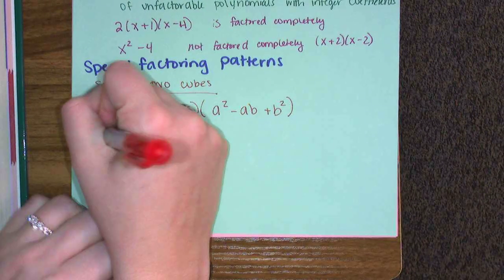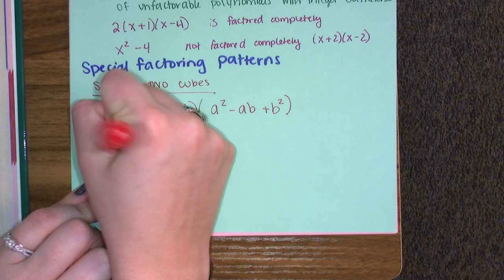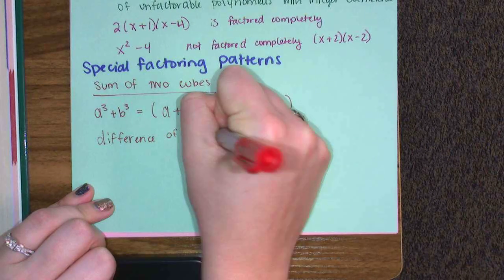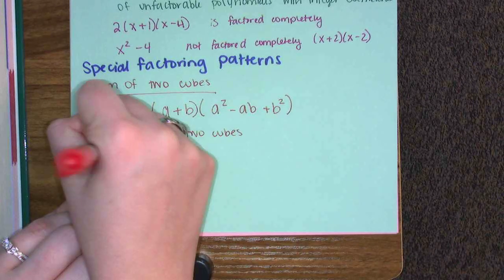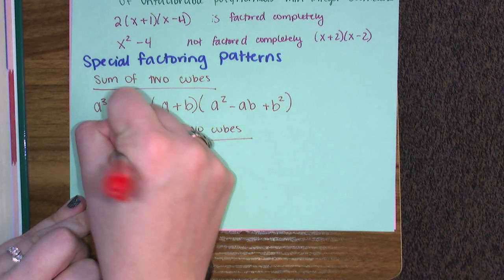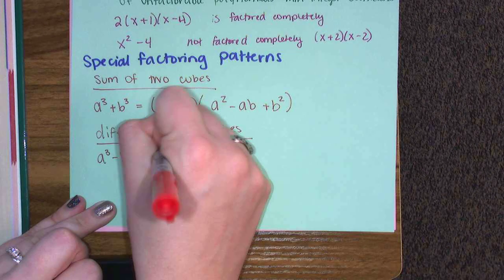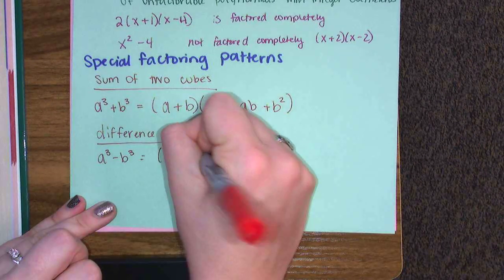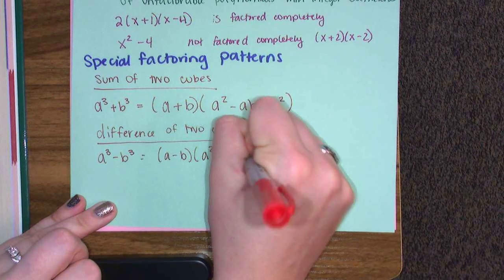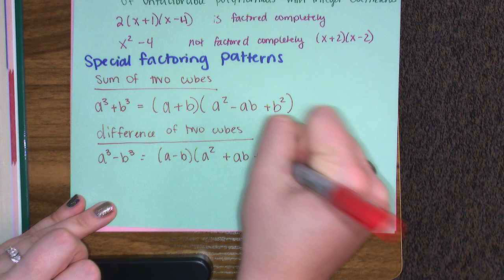And then we have the difference of two cubes. So a cubed minus b cubed is (a - b) times (a squared plus ab plus b squared).